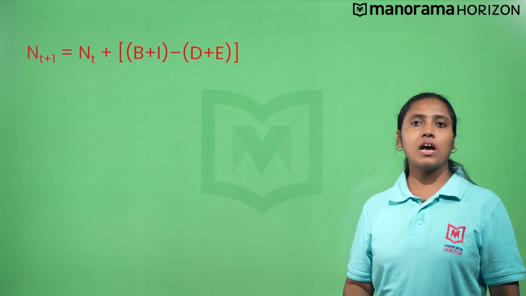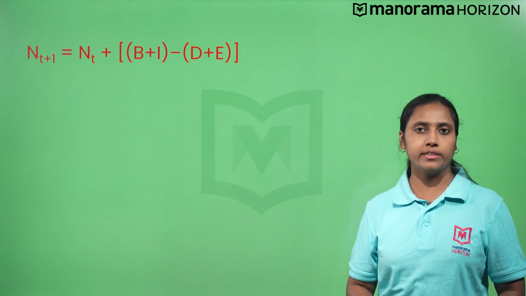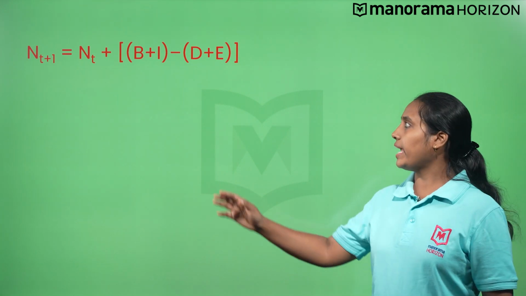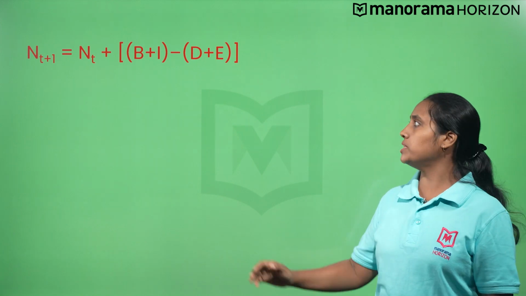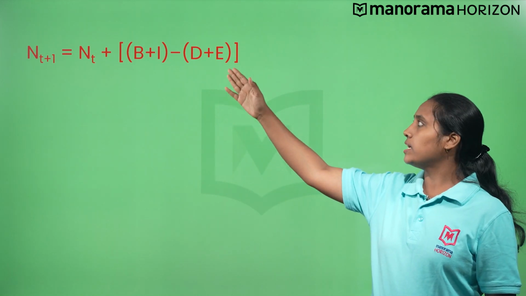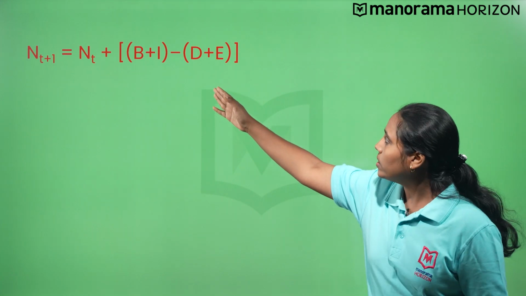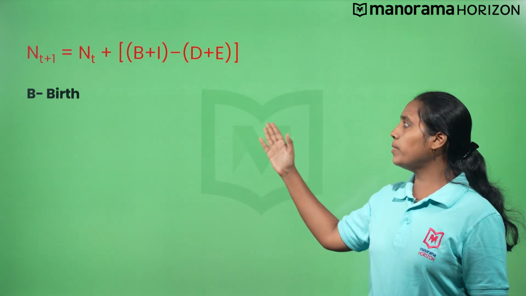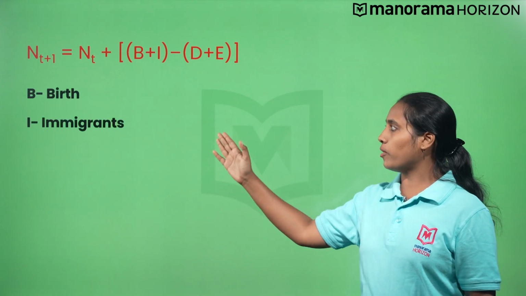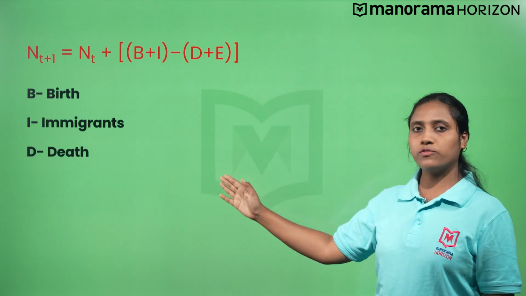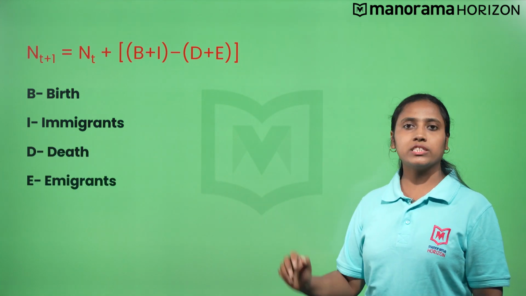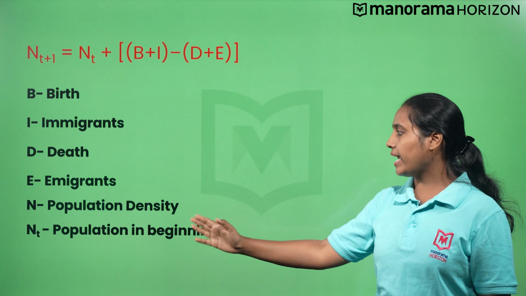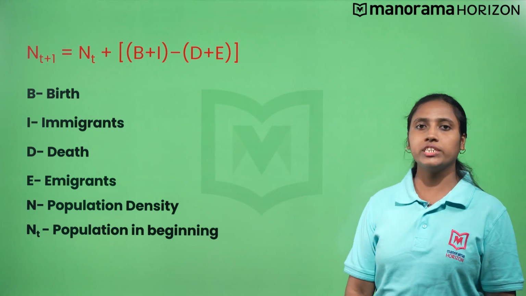Now, the question is, how will the population size be calculated? The population size N at a given time, Nt+1 = Nt + B + I - D + E. Here, B stands for the number of births, I stands for immigrants, D stands for deaths, and E stands for emigrants. N stands for population density and Nt stands for population in the beginning.